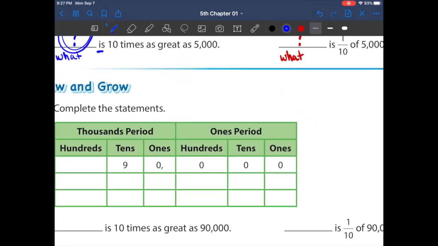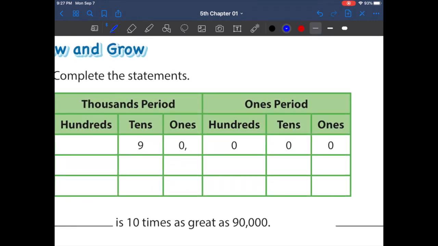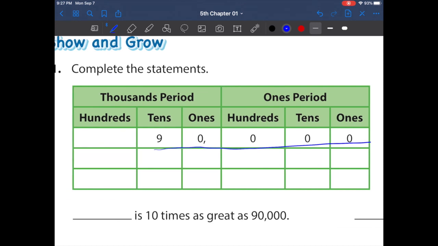Let's try another one and see if we can figure it out. This time the number is 90,000. So here's the number that we start with. What word do we like to put? We like to put the word what. I like to say what. So what is 10 times as great as 90,000? So what number is 10 times as great as 90,000?